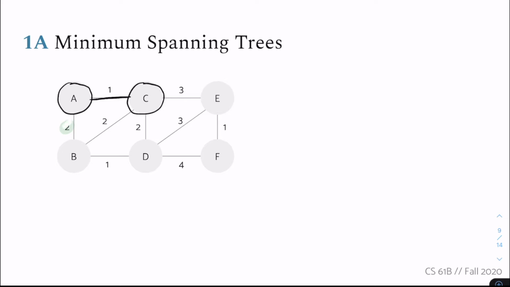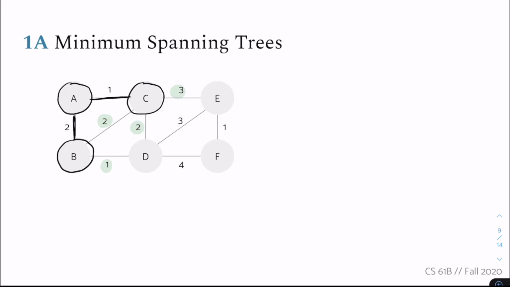Now we can look at all the edges coming out of both A and C. We have both this 2, this 2, this 2, and this 3. Obviously any one of the 2s would be a good choice, but we'll pick the one that comes alphabetically first. So we will pick this one because AB. And then we will reevaluate with B in our MST, looking at all edges leaving A, C, or B. So now we have this 2 again, 1, 2, 3.